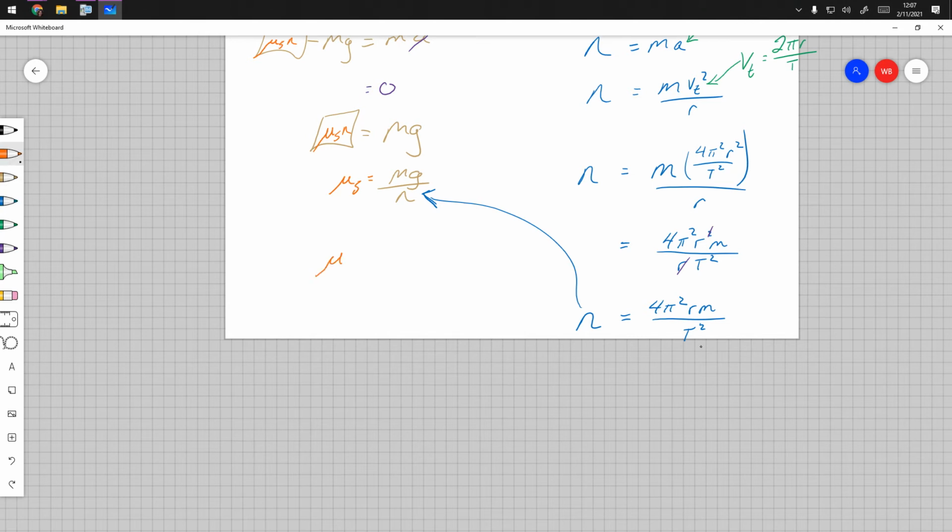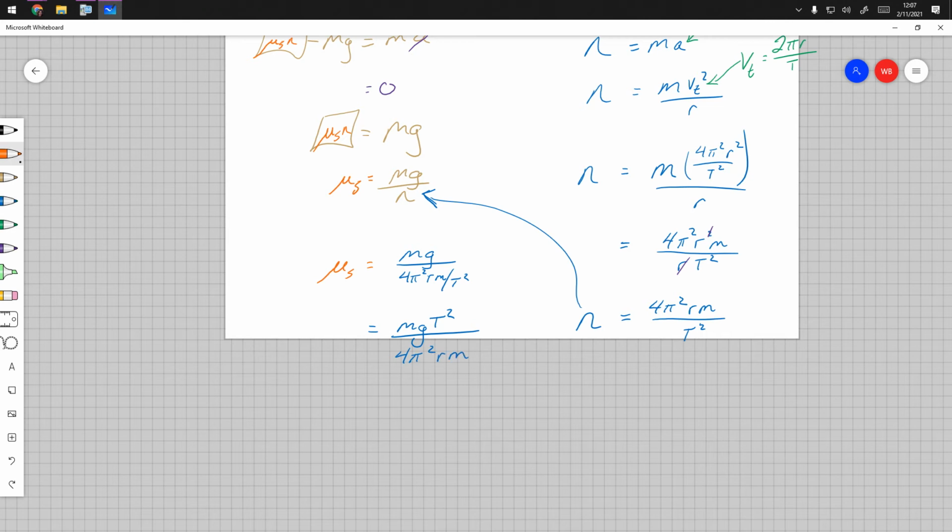So I go, hey, I have the coefficient of static friction. Let me see if I can draw that a little bit better. That's a little bit better. And that's equal to mg on the numerator, and then this big mess in there, 4 pi squared r m divided by t squared. Now I'm dividing by this fraction. Well, dividing by anything is the same thing as multiplying by the reciprocal. So I'm going to multiply by the reciprocal. T squared goes on top. So now I have m g t squared divided by 4 pi squared r m.